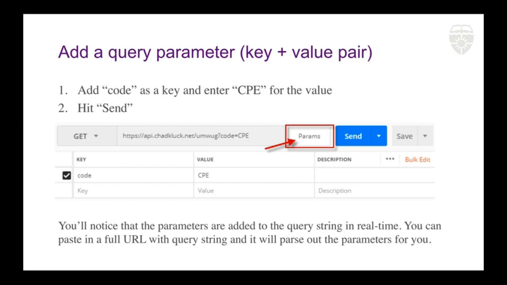Another thing, you can add parameters. You click on the little parameters button, and you can start adding code, key, stuff like that, and it automatically starts adding stuff in here. You can take a full-fledged URL with the query string on it, paste it in here, and then it fills that out as well. It goes both ways. It's great to play around with.